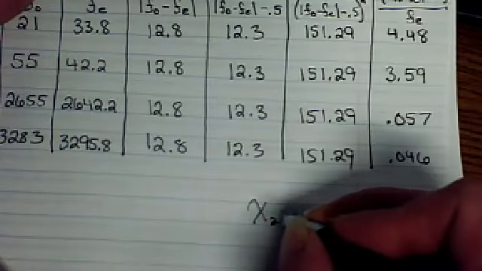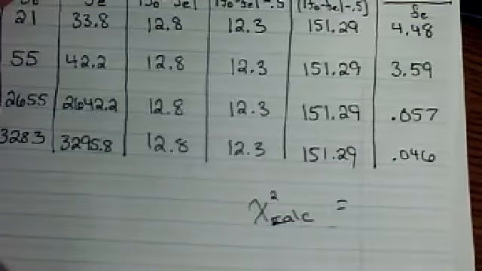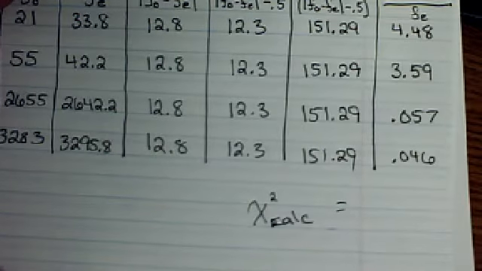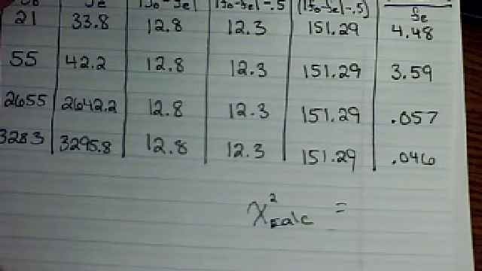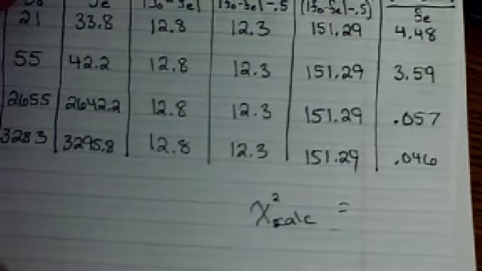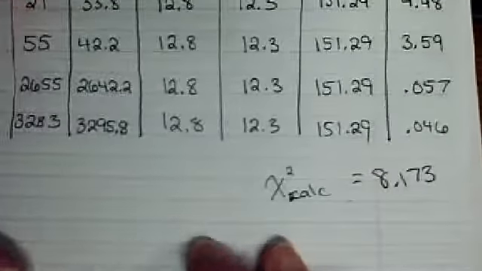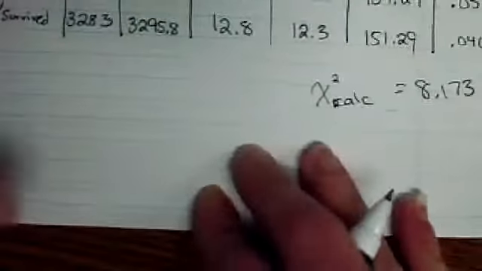Now to find our calculated chi-squared value, chi-squared calculated, all we're going to do is add them all up. 4.48 plus 3.59 plus 0.057 plus 0.046. And I get 8.173. Now remember, we're going to compare that calculated value to a critical value.